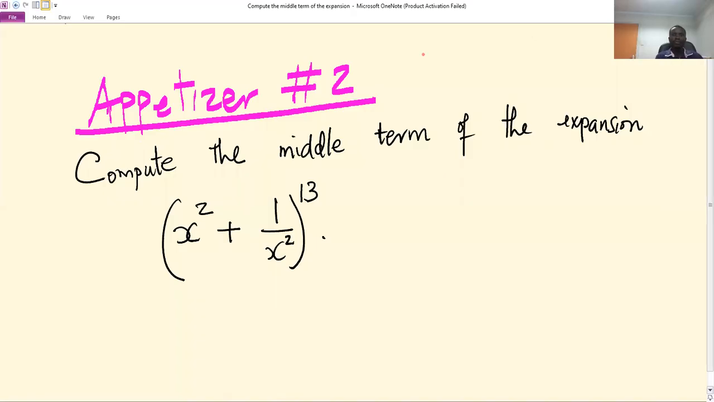Welcome to this session. In this session, we do another problem on application of the binomial theorem. It is to compute the middle term of the binomial x squared plus 1 over x squared raised to power 13. Solution.